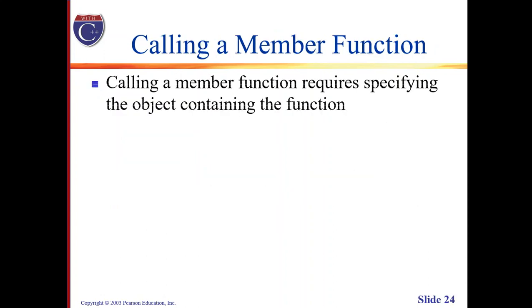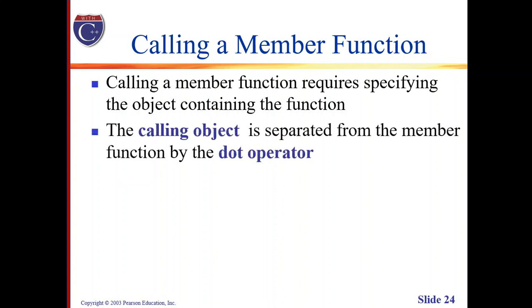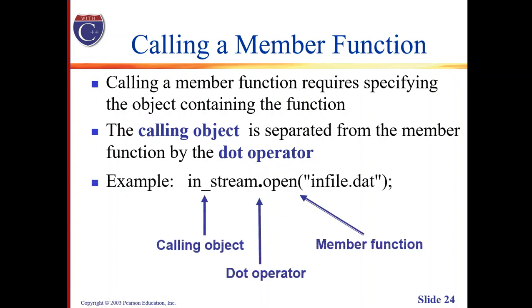Okay. So how do we call a member function? We've already seen that a while ago. Calling a member function requires specifying the object containing the function. We do that by using the dot operator. We've already seen a couple of that in our previous example, but just a review. Again, this is our object, and this is the member function that is being called using the dot operator. And of course, don't forget the argument that is required by this function. In this case, the open function requires that you provide the file name of the file that will be used as input. So in this case, infile.dat.